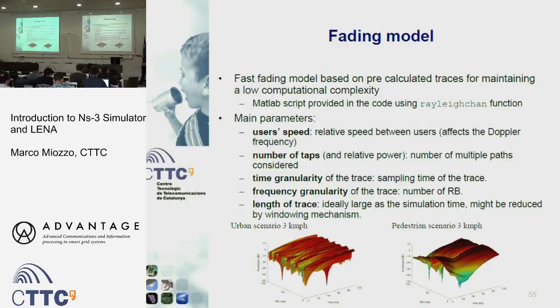Of course, depending on the length and the time granularity, the traces can be bigger or smaller in terms of space. Usually what we do is maintain this slow and use a windowing mechanism. By windowing the traces, we can use a small trace to emulate an infinite fading trace. Of course, this might generate some discontinuities, but in general it's a common assumption in network simulation.